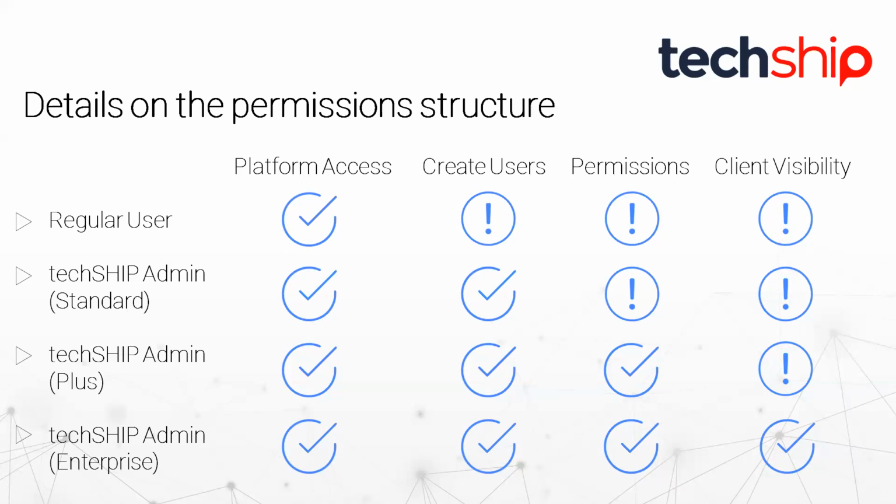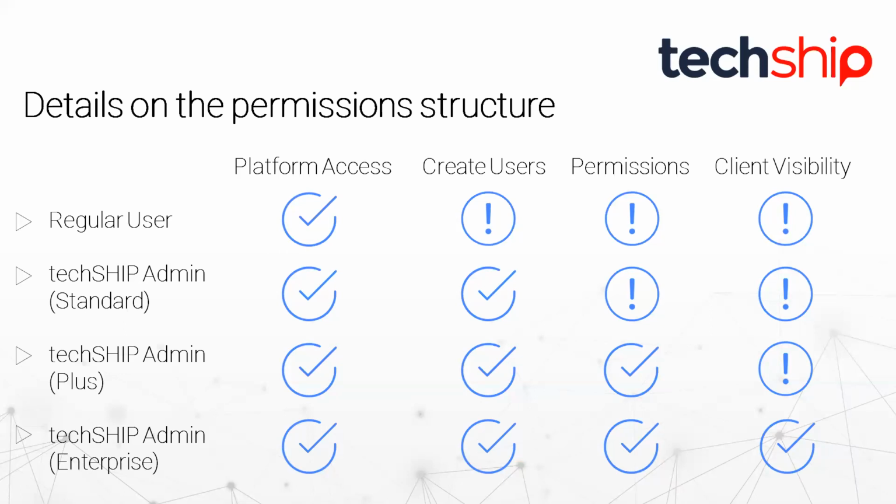So for a regular user, the only thing they can do out of the box is access the platform and perform basic operations, for example import, process, manifest if needed. But they won't have permissions to create users, won't have permissions to change someone else's permissions, and won't have permissions to choose the visibility they need or want for the client structure. They're going to see everything from everyone, in this case.